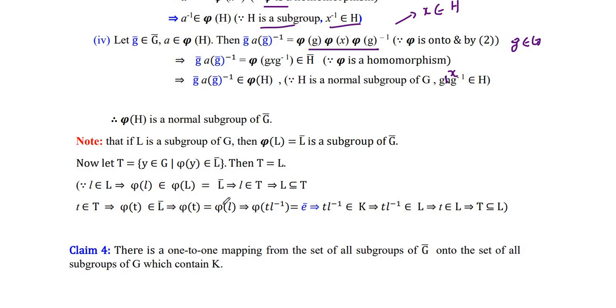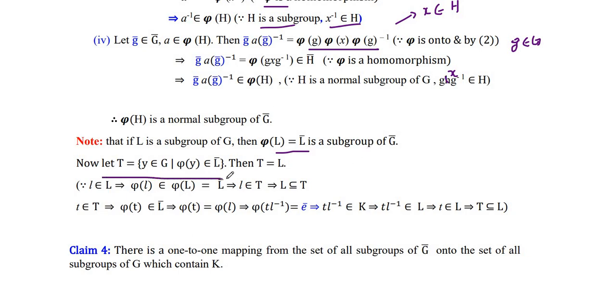Now we notice one more thing. From here, if L is a subgroup, then phi of L, if we denote that as L bar, is a subgroup of G bar. So that is what the homomorphic image is. Again, a subgroup. Normal subgroup itself we have established, so the subgroup condition is definitely there.